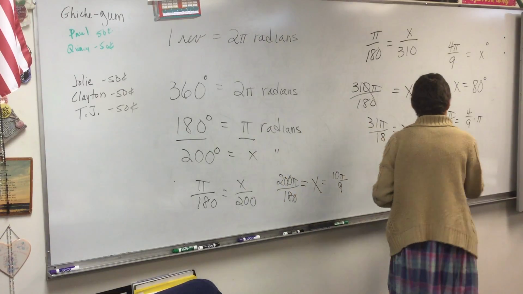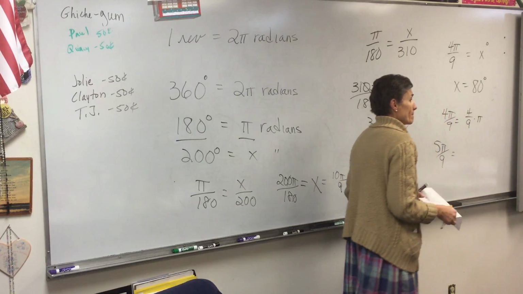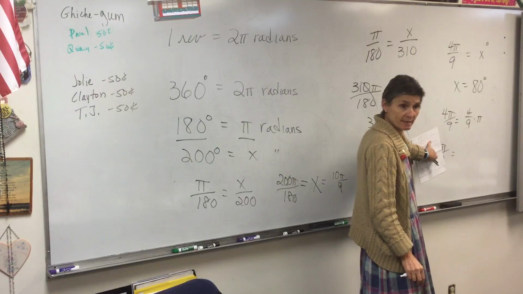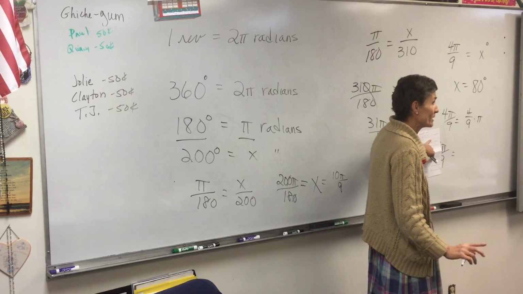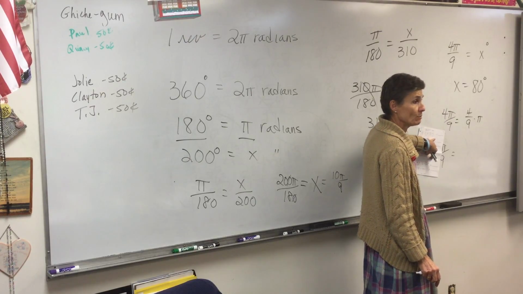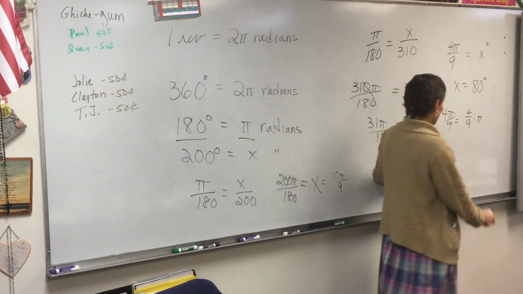Can we do the bottom one that way? 5 pi over 9. What would 5 pi over 9 be? Well, pi is 180. Remember, I have no calculator here, so I'm trying to do it as easy as I can. So a 9th of 180 would be 20 times 5 is 100.